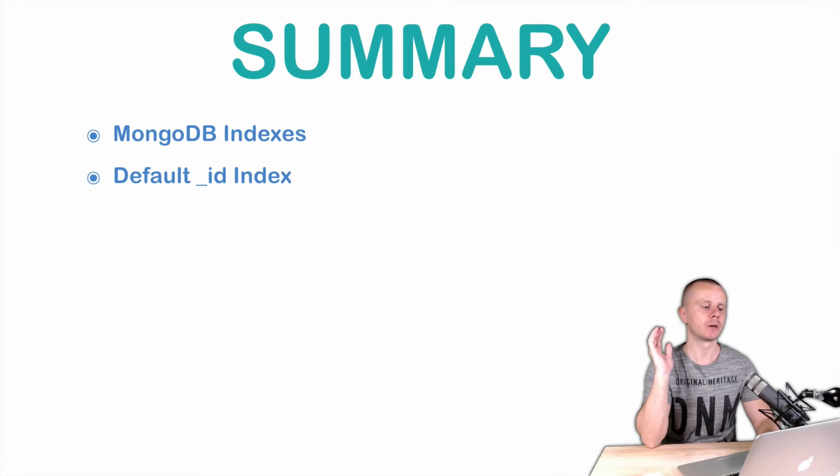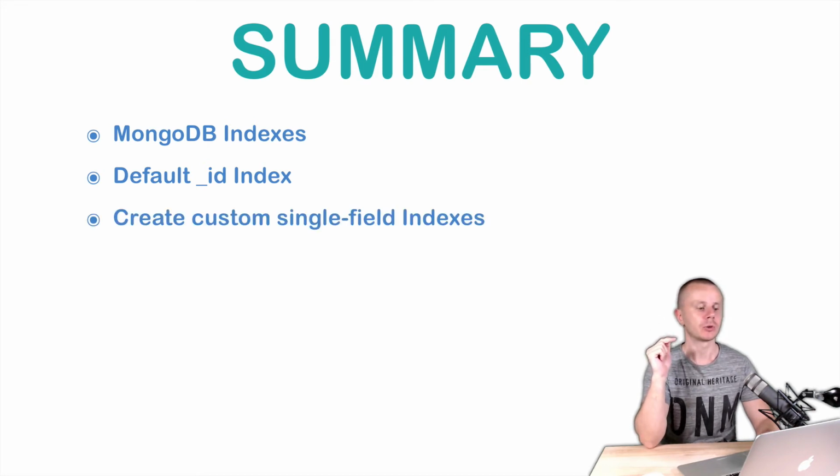We talked about the default _id index that is created by default for each collection. This index is unique. It means that you are not able to insert two documents with the same _id. You can create other custom indexes. There is also the possibility to create compound indexes with several fields. But this option is beyond the scope of this course.